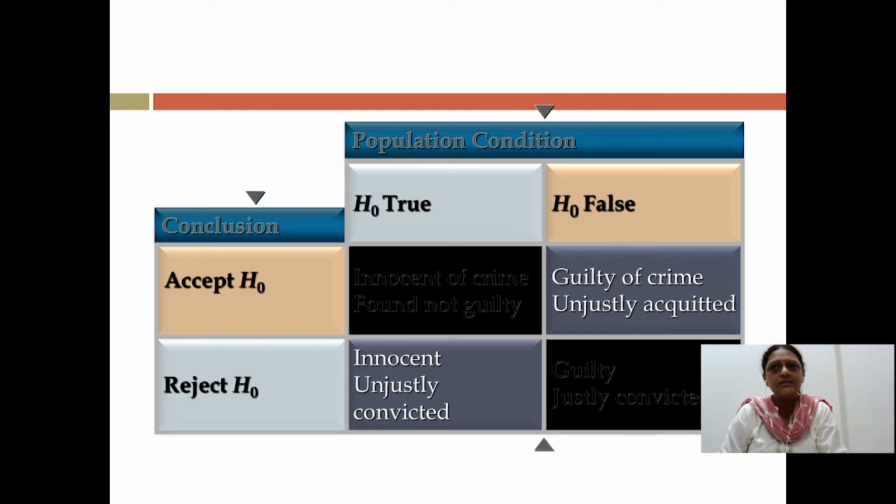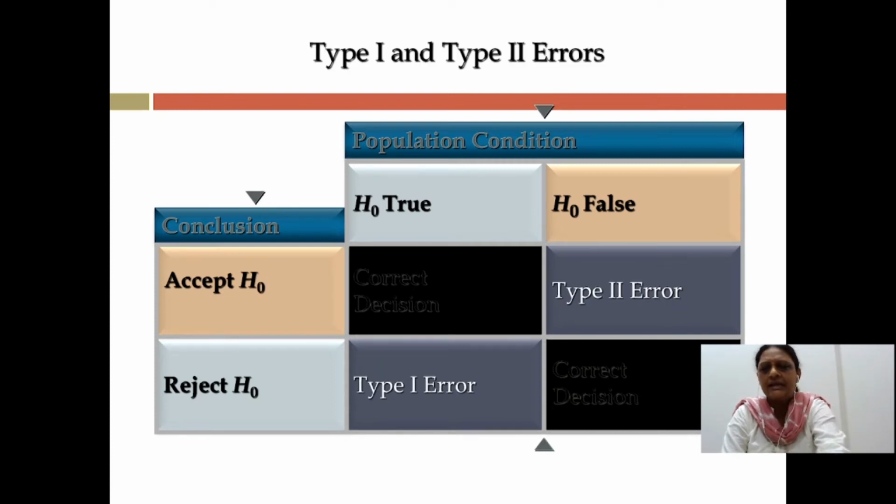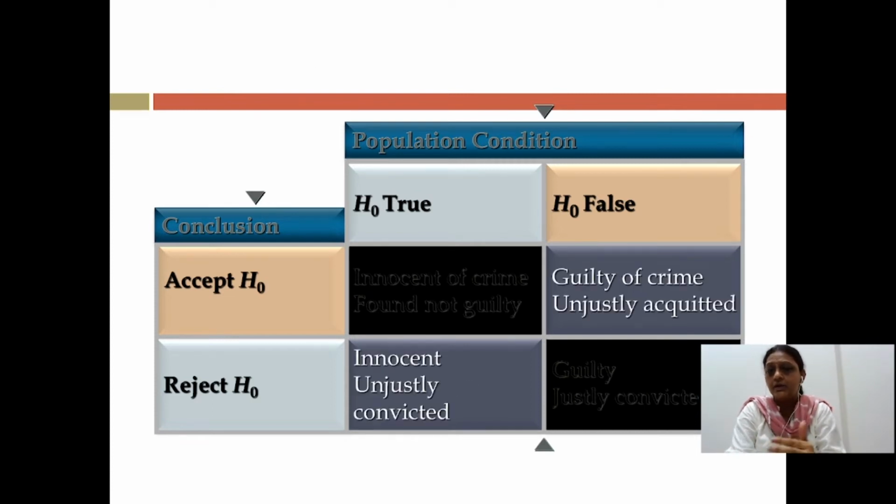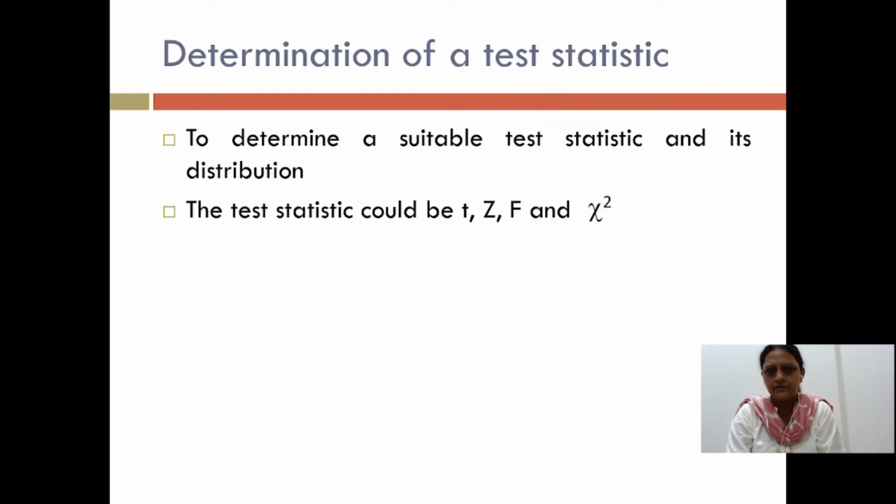And that's why in research we try to control the type 1 error more, and we are least bothered about type 2 error because it is not affecting our research much, right? Type 1 error is the concern because an innocent person has been unjustly convicted. So type 1 error, we try to control by setting our level of significance at 5% level.